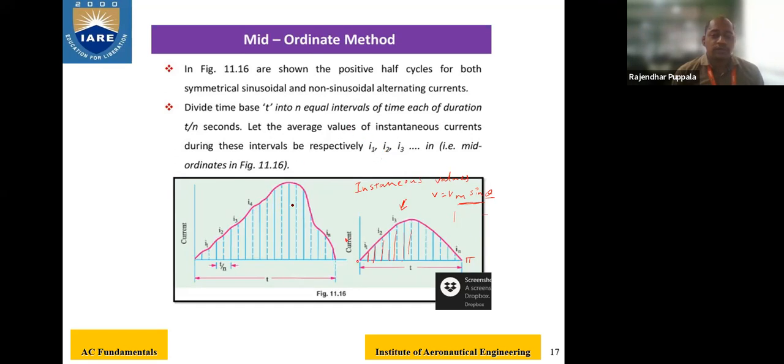These are the positive half cycles of a symmetrical waveform. This is a sinusoidal waveform, and this is a non-sinusoidal waveform. This is a pure sine wave. This is not a sine wave; you may consider a triangular waveform or any other waveform here.